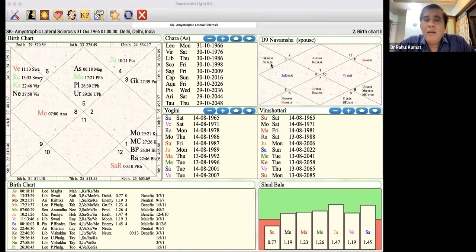Therefore, Varuna with Gulika is pretty bad. So that's one, and this is in the 11th house, which is the Bhavat Bhavam of the 6th house. So therefore it indicates disease.